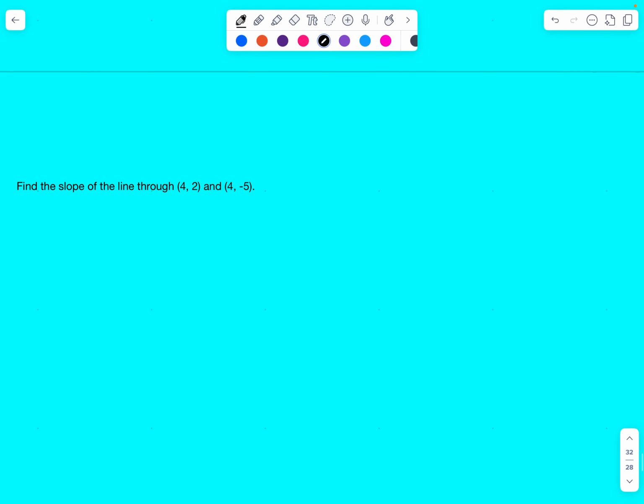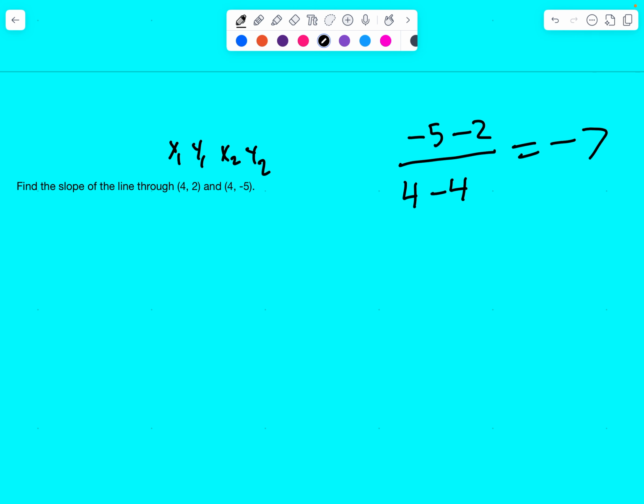All right, find the slope of the line through (4, 2) and (4, -5). Let's label this. So we have x1, y1, x2, y2. We have -5 minus 2, which is -7. And then you got 4 minus 4, which is 0. So here the denominator is 0, which means the slope is undefined. That makes sense because both points have the same x value, so this is a vertical line.